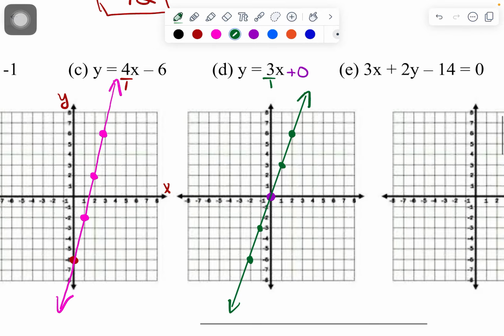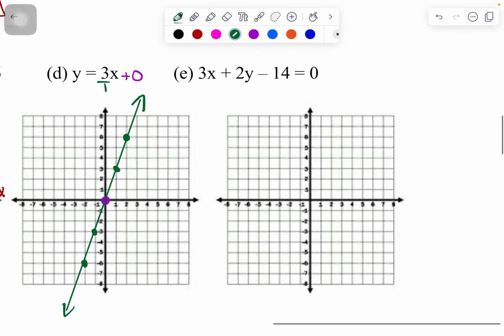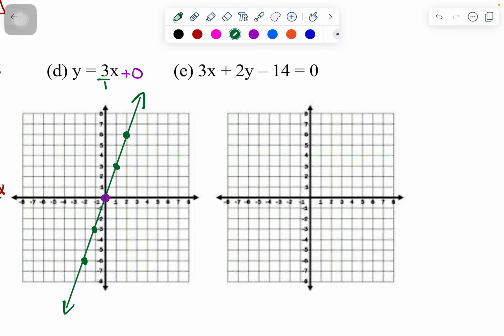And then last but not least is part E. And unfortunately, part E is not exactly written in the format that we want it to be written in. So what I'm going to do here is I know I need to get y isolated. So I want this to be written in the form y equals mx plus b. So let's go ahead and take out some of the stuff that I need to. So we're going to subtract 3x, cross the equal sign and do that. At the same time, I'm going to add 14 to both sides.